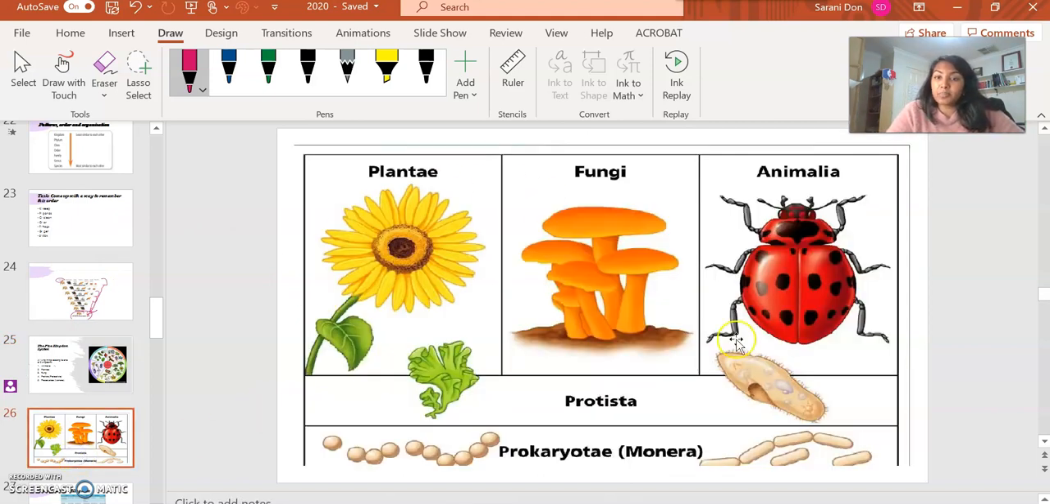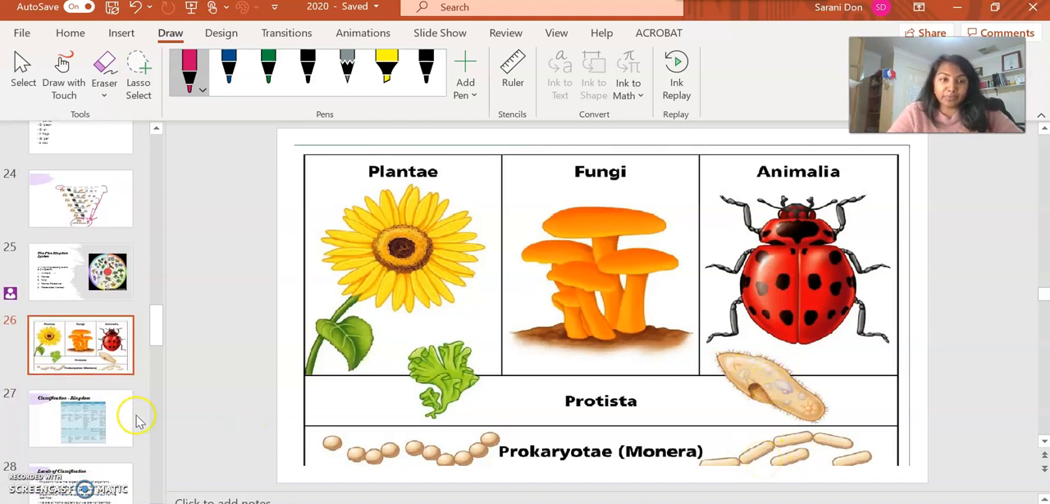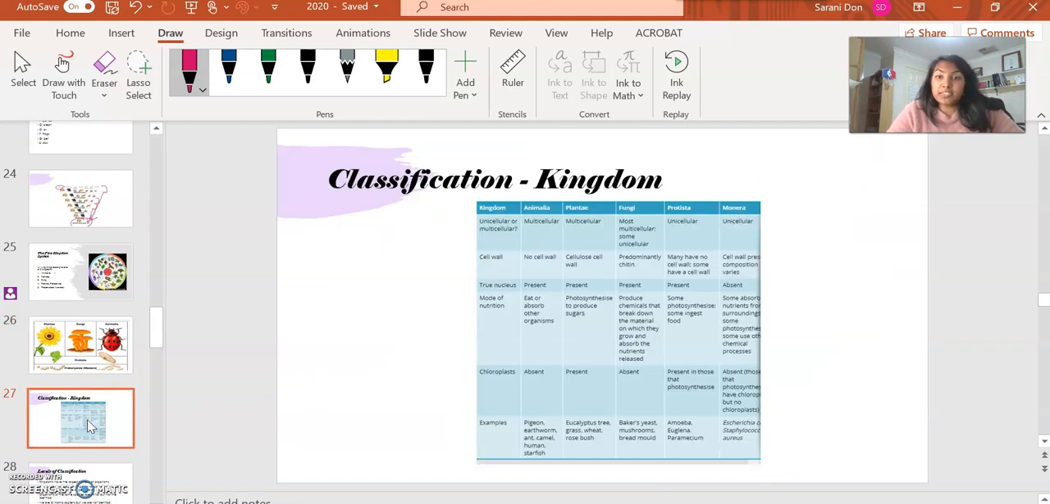So here's just another picture, showing you Plantae, Fungi, Animalia, Protista, and this one here. Can you guys see the difference between the Protista and the prokaryotes? Protista, can you see how there are organelles inside it, while the prokaryotes don't have that. They're very simple.